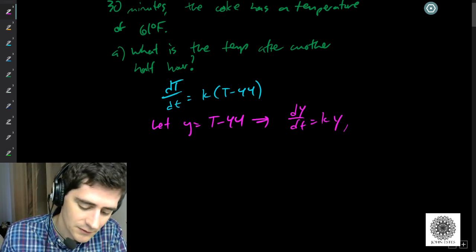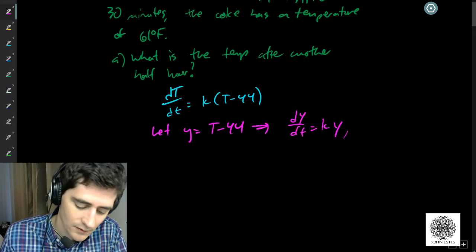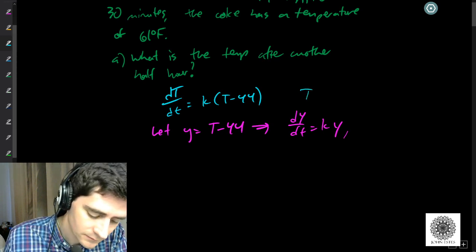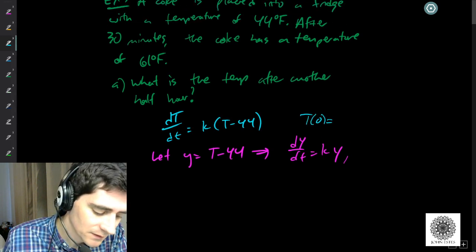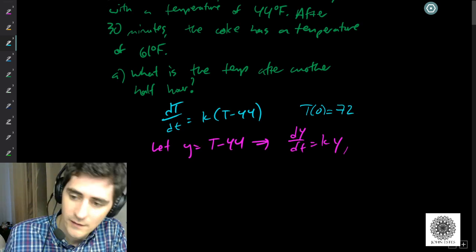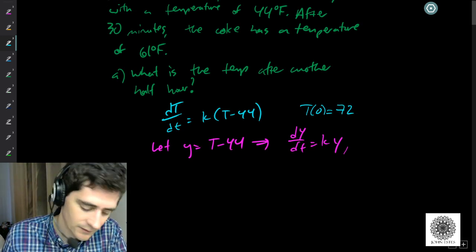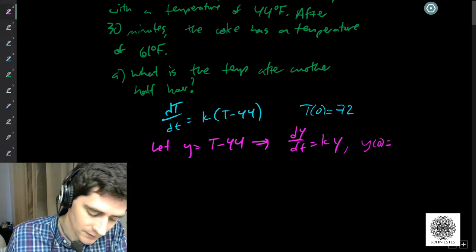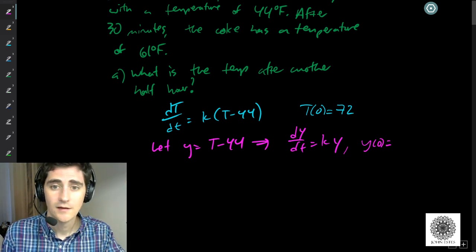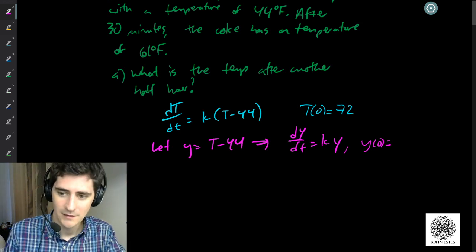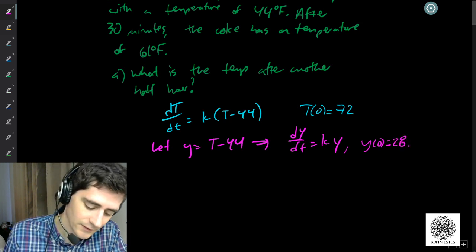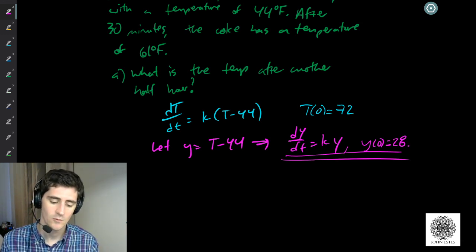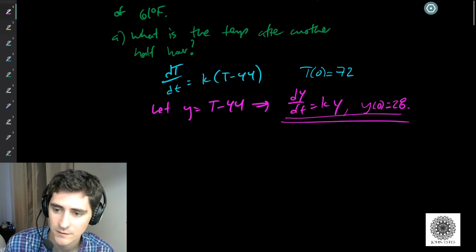And we have an initial point here. So we know that when t is 0, how hot was the Coke at first? 72. So then y of 0 is, how do you get y of 0? You plug in 72 for T. 72 minus 44, we get 28. All right, so that's what we have initially: dy/dt equals ky, y sub 0 equals 28.